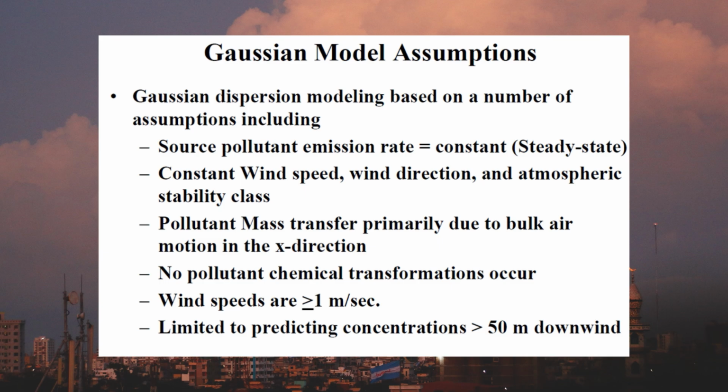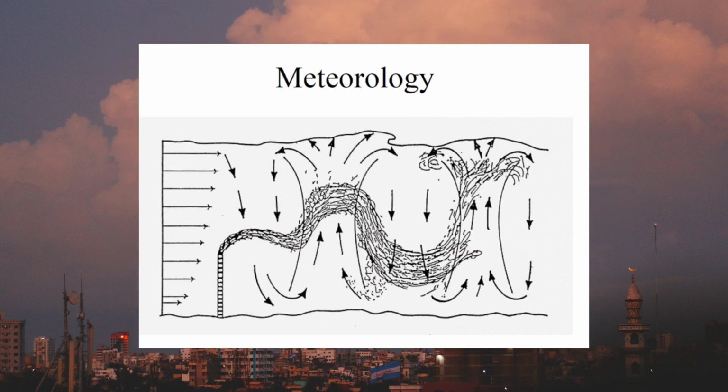And no pollutant chemical transformation occurs, that is, pollutant A and B don't react with each other and form another chemical, and it takes everything as remaining constant. And so all these conditions, like the stability at one point is different and the atmospheric stability at another point is different, the Gaussian plume model at times does not take into account.